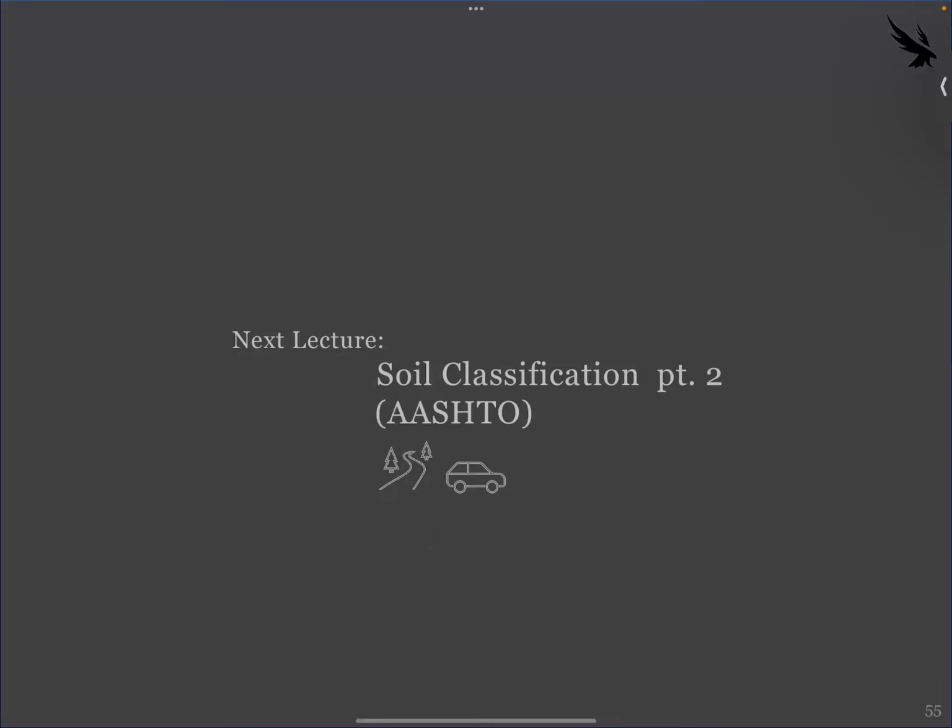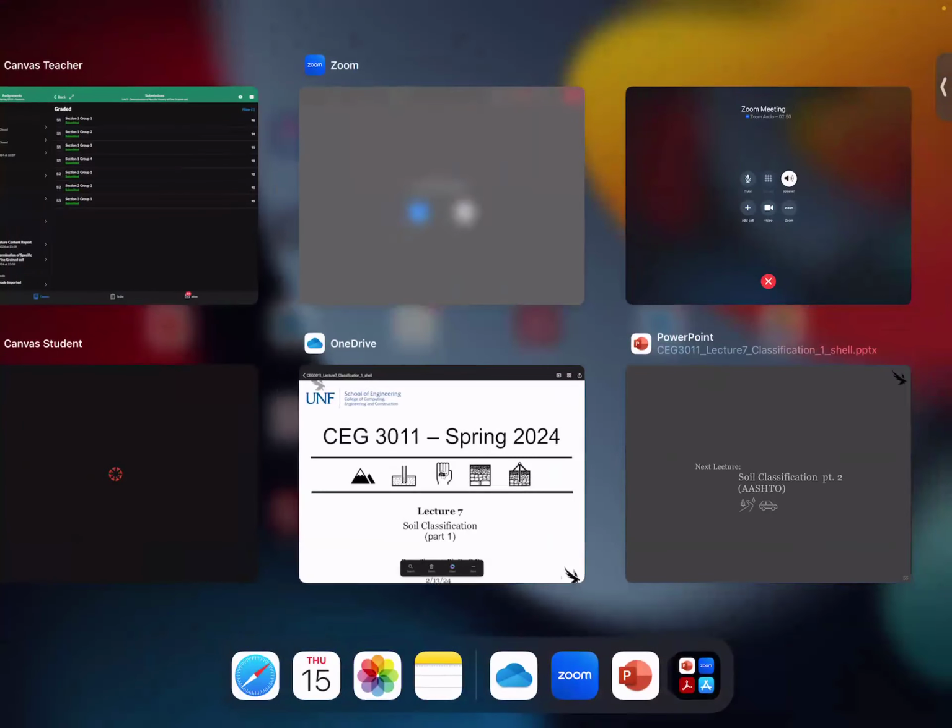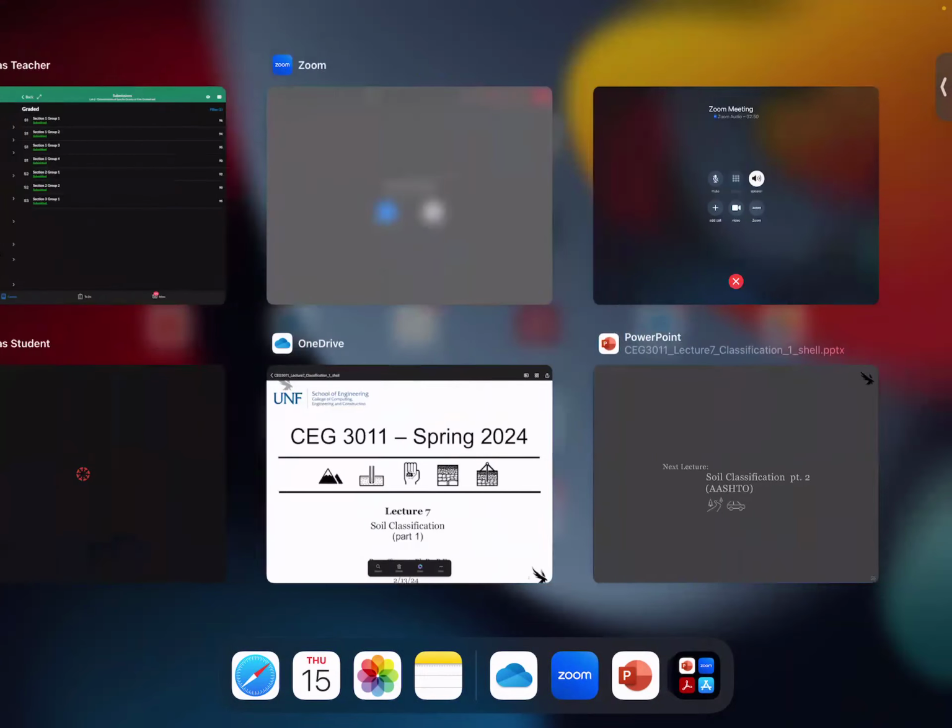All right, so let's go to AASHTO now. A lot of the things in AASHTO are similar, it's just a different flow chart, so we'll go through that kind of quick.